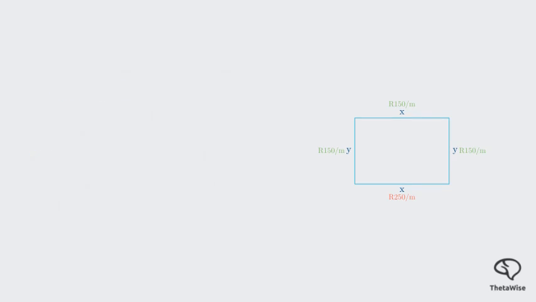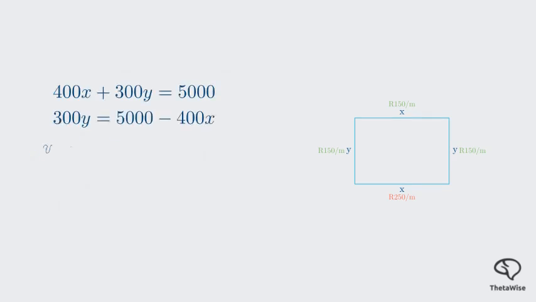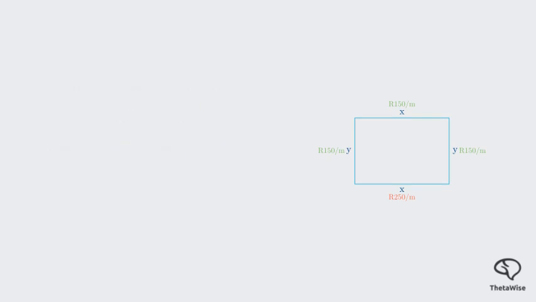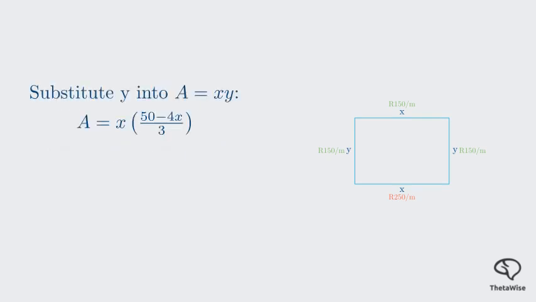To get our area function in one variable, we need to solve the cost equation for either x or y. Let's solve for y equals (5,000 minus 400x) all over 300. We can simplify this by dividing by 100, which gives (50 minus 4x) over 3. Now we substitute this expression for y into our area formula. A equals x times the quantity (50 minus 4x) over 3.